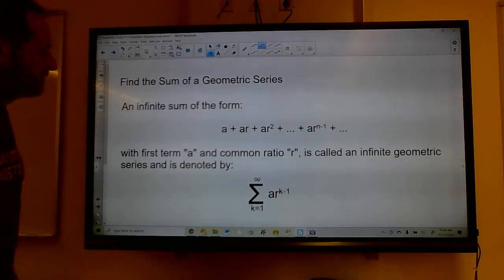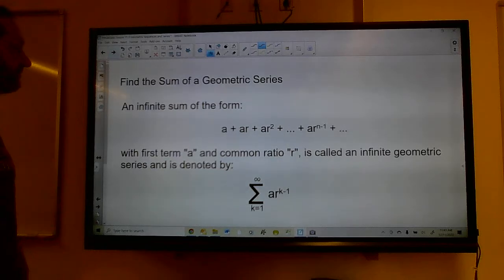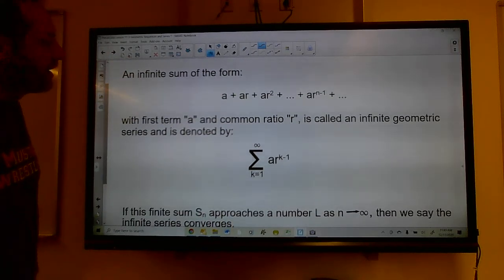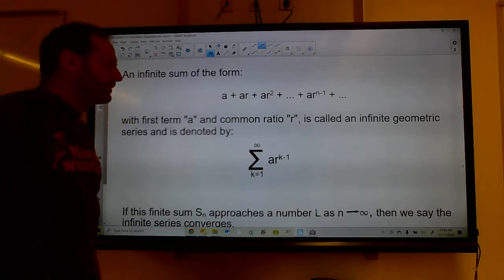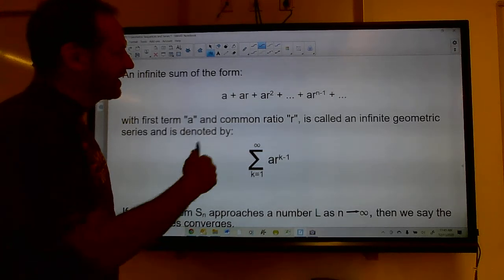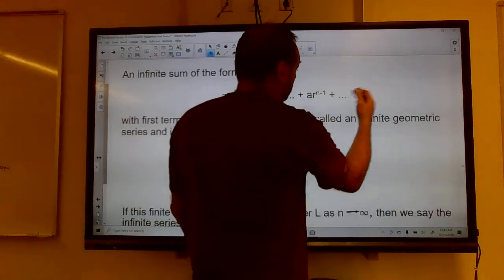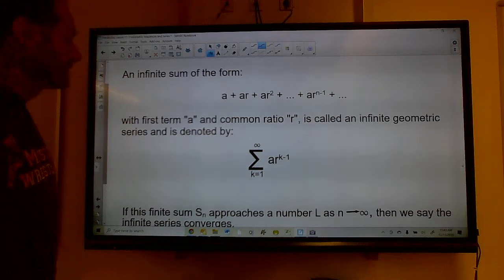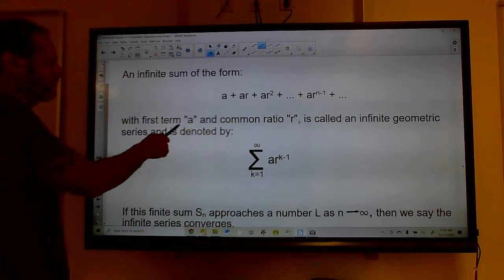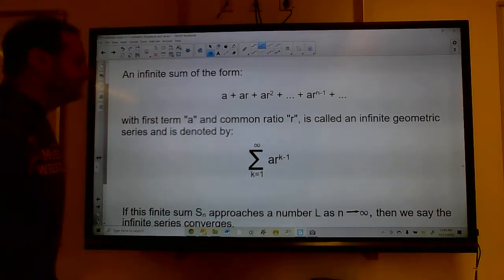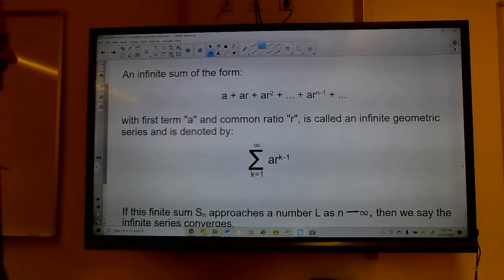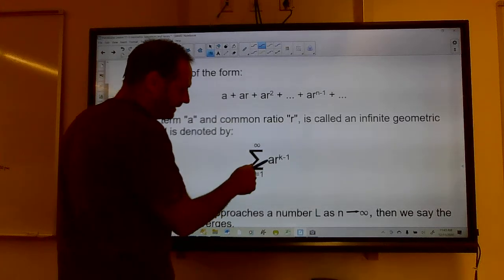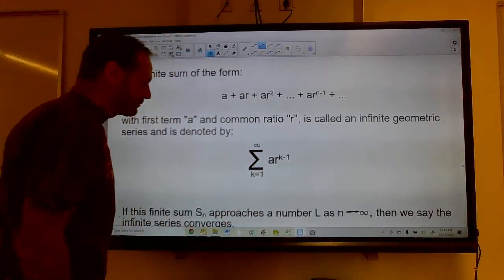Okay. Find the sum of a geometric series. So the infinite sum of the form a plus a times r plus a times r squared plus dot dot dot plus a times r to the n minus 1 plus dot dot dot. So this is a series that goes on forever. And sometimes I can find the sum of those things. Okay? So it's got a first term of a and a common ratio of r. It's called an infinite geometric series and is denoted by this. This is the sum from k equals 1 to infinity of a times r to the k minus 1.